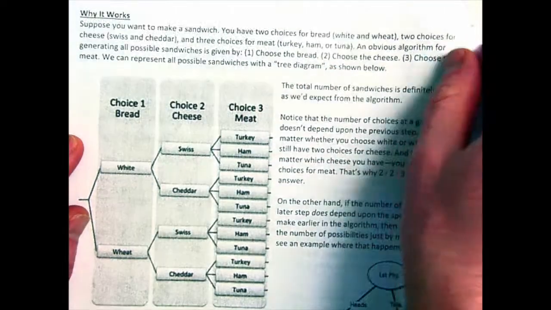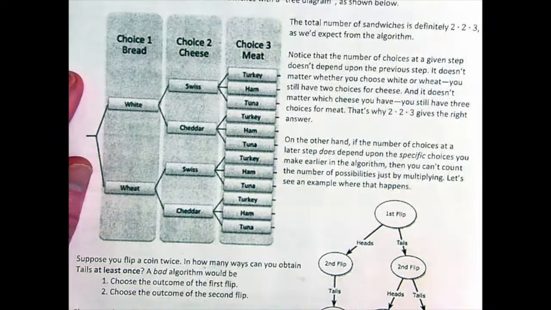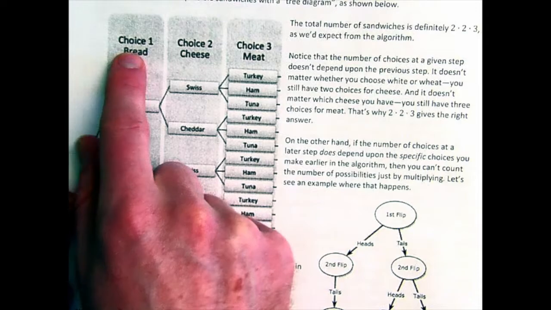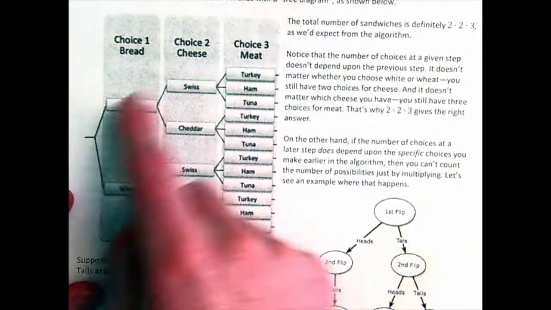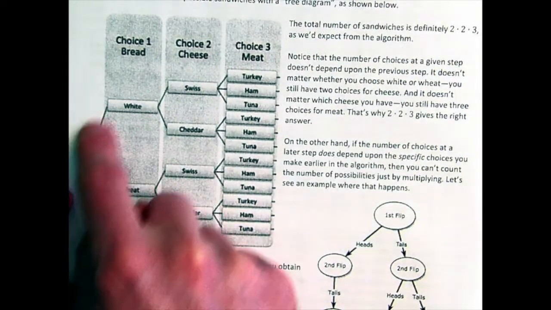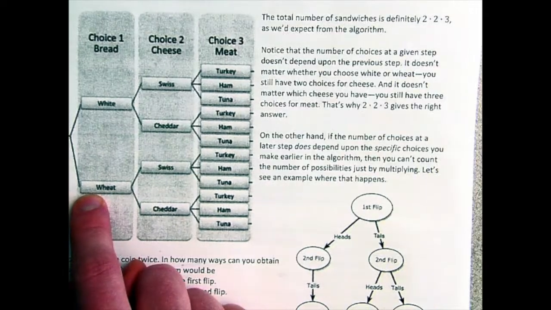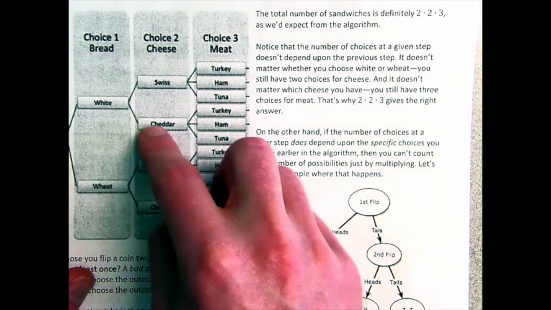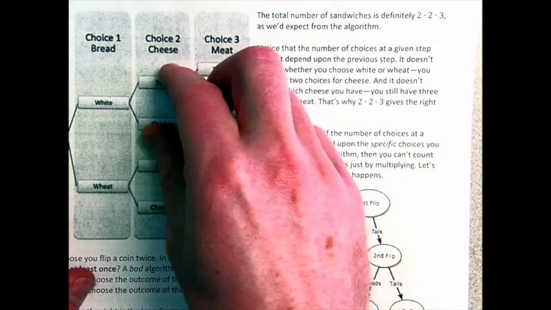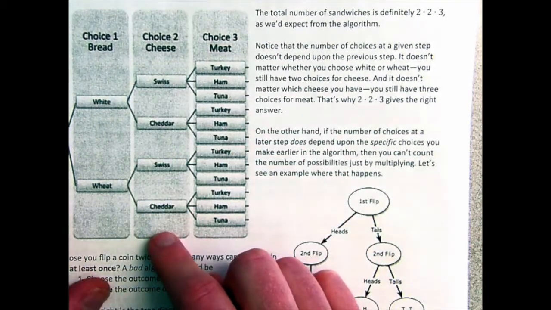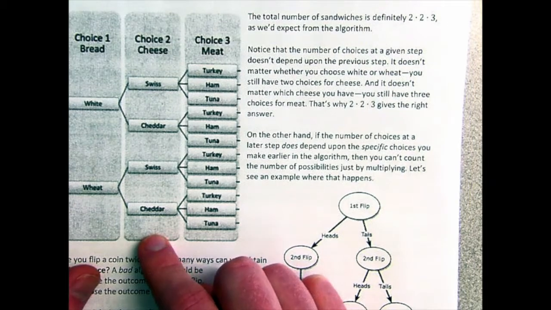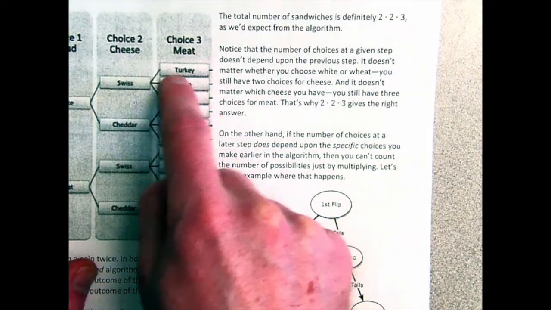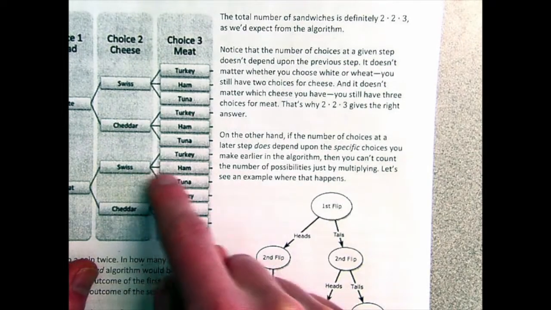So here's a tree diagram which shows you basically every possible sandwich that you can make, right? So step 1, you're choosing the bread, and you've got 2 choices, white and wheat. So you've got 2 branches of the tree diagram. And then once you do that, you've got to choose the cheese. Well, there are 2 choices for cheese, Swiss and cheddar. So these split again into Swiss and cheddar. And then once you choose the cheese, you've got to choose the meat. And there are 3 choices for each of those. So each of these splits into 3 branches again.